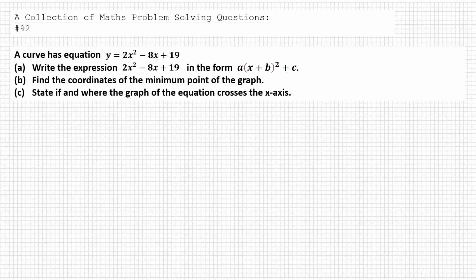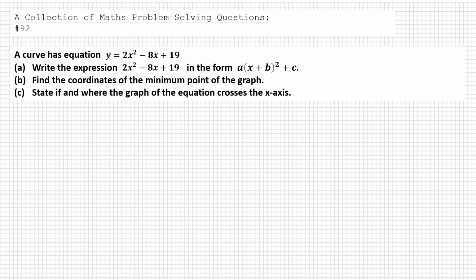A curve has equation y equals 2x squared minus 8x plus 19. What we do is we have to first write the expression 2x squared minus 8x plus 19 in the form a times (x plus b) whole squared plus c. And for part B, we have to find the coordinates of the minimum point of the graph. And part C, state if and where the graph of the equation crosses the x-axis.